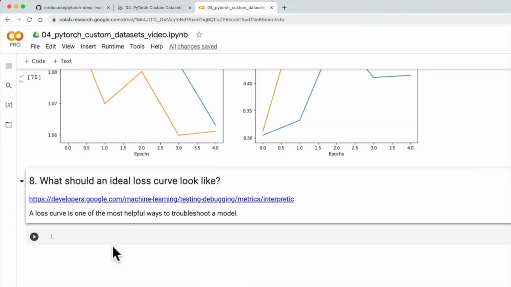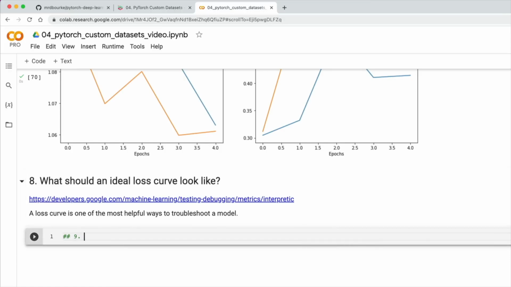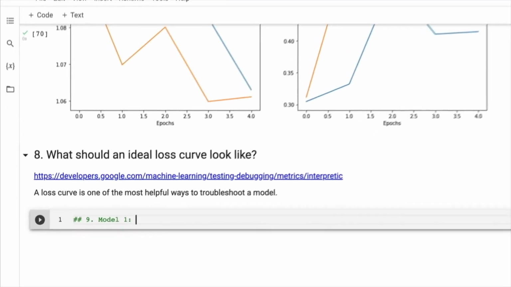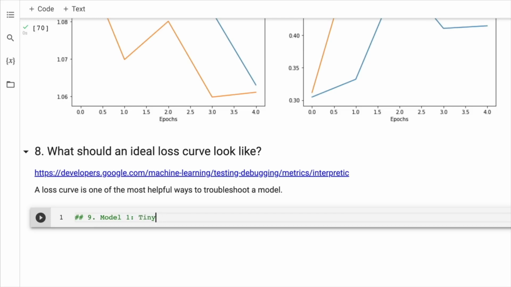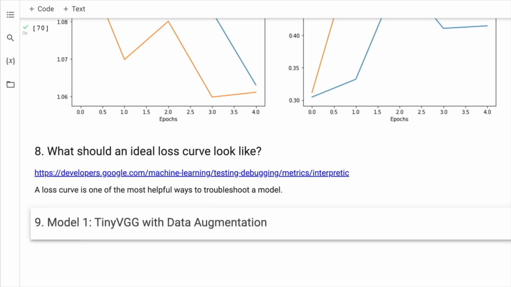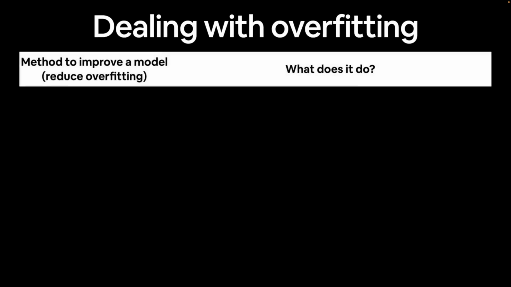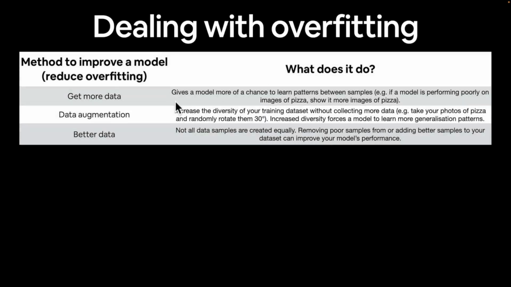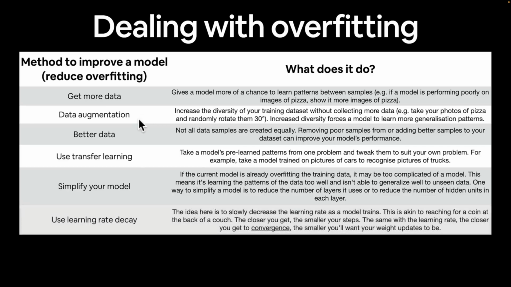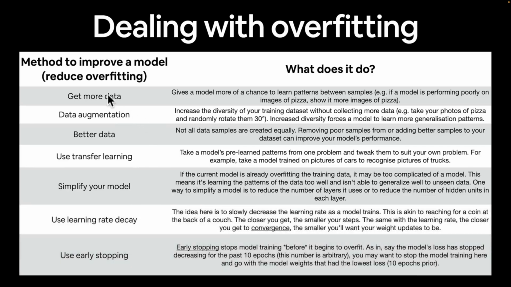So that is a very fine line, a very fine balance that you're going to experience throughout all of your machine learning career. But it's time now to move on. We're going to move on to creating another model, which is TinyVGG with data augmentation this time. So if we go back to the slide, data augmentation is one way of dealing with overfitting. Now, it's probably not the most ideal experiment that we could take because our model 0, our baseline model, looks like it's underfitting. But data augmentation, as we've seen before, is a way of manipulating images to artificially increase the diversity of your training data set without collecting more data.